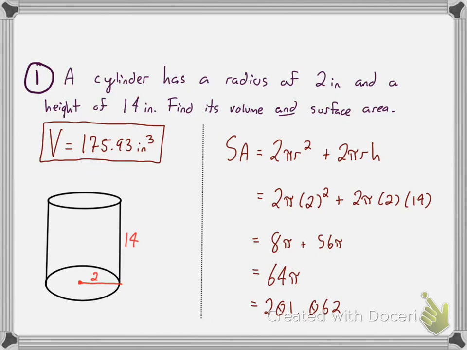If I want to round it to the nearest hundredth to stay consistent, I ask myself, does the 2 bump up that 6? In this case, it does not. So my final answer here would be the surface area is 201.06 inches squared. Squared because I'm dealing with an area measurement here.